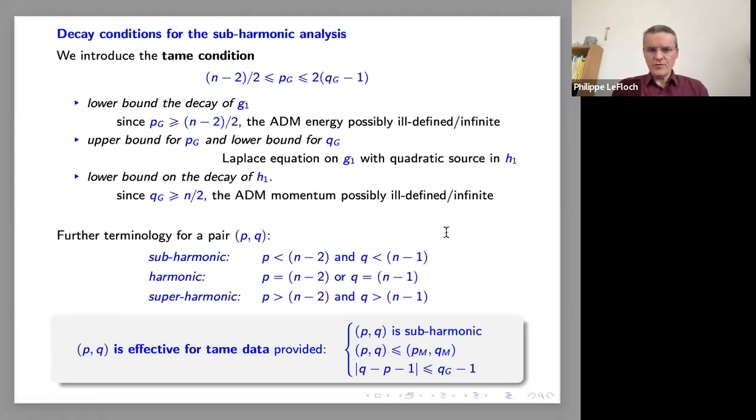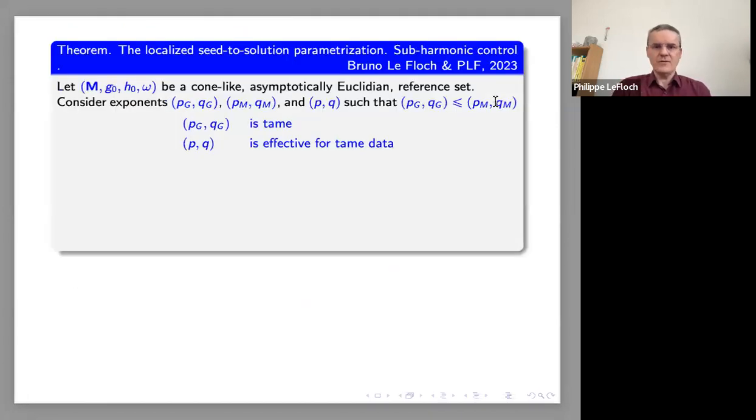And then there is another condition, Q minus P minus 1 less than PG minus 1. And I would like you to only think of that in a case where Q is equal to P plus 1, which I call the balance case. And it's a typical case you may assume. Okay, so this is the second result I want to show you, and the first existence result with Bruno Le Floch.